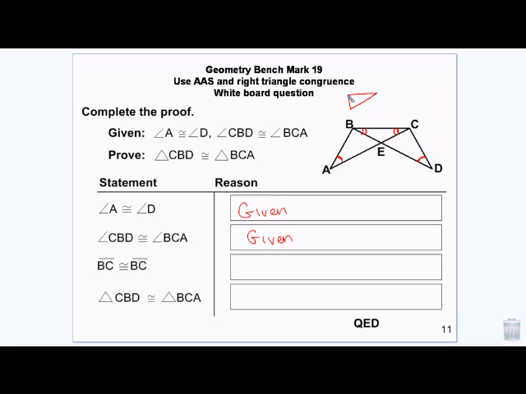Now, it sometimes helps to take these triangles and draw them sort of separately. And I have that these two are the same, and that these two are the same. So I basically spread them apart. Well, BC is the same as itself. That's reflexive. And then what I have is angle, angle, side.